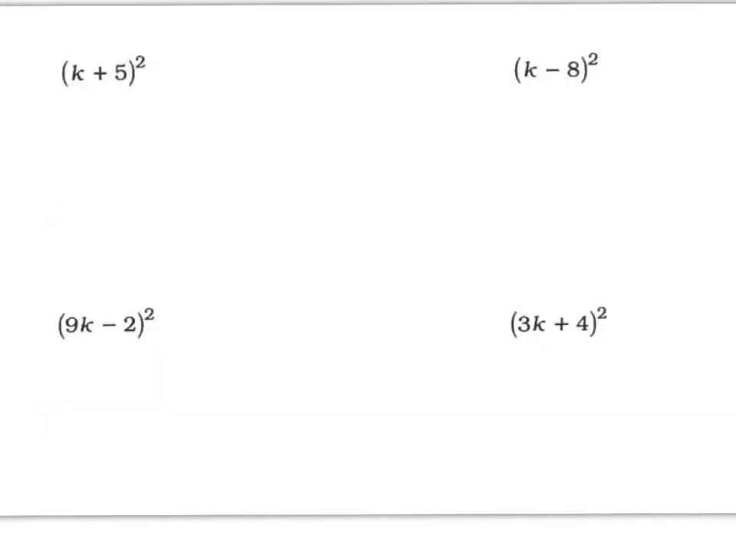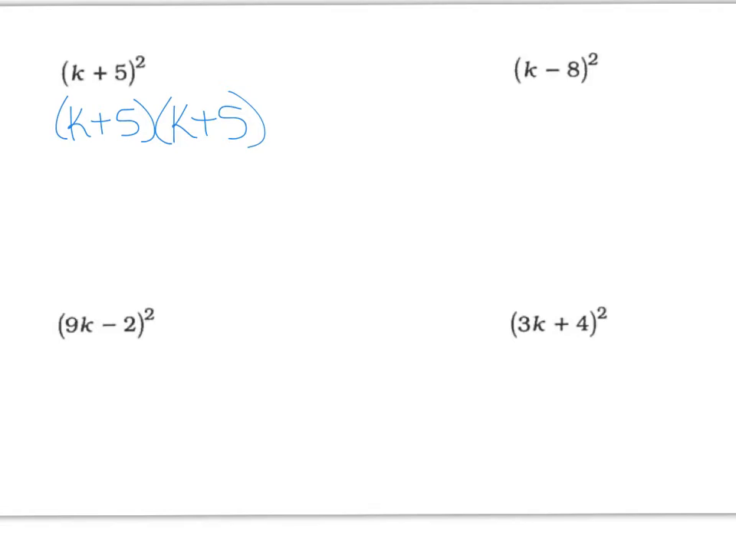Okay, now this is a binomial squared, k plus 5 quantity squared. And your brain is going to want to do something here that's going to give you an incorrect answer. So look and listen very carefully about how you need to handle this. What does it mean to square something? Well, it means to multiply it by itself, right? So k plus 5 quantity squared is k plus 5 times k plus 5, right?